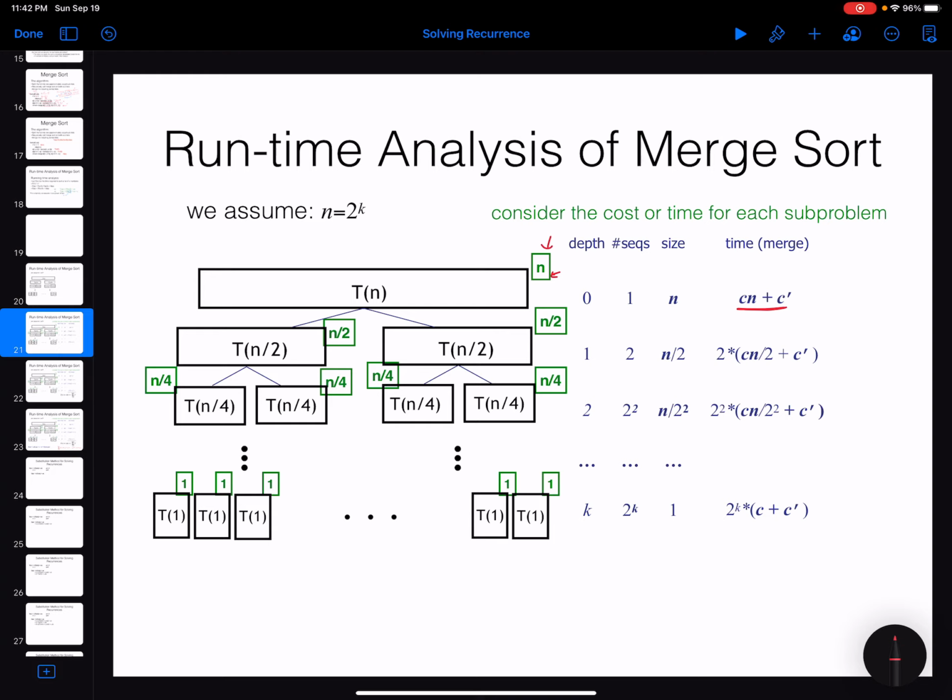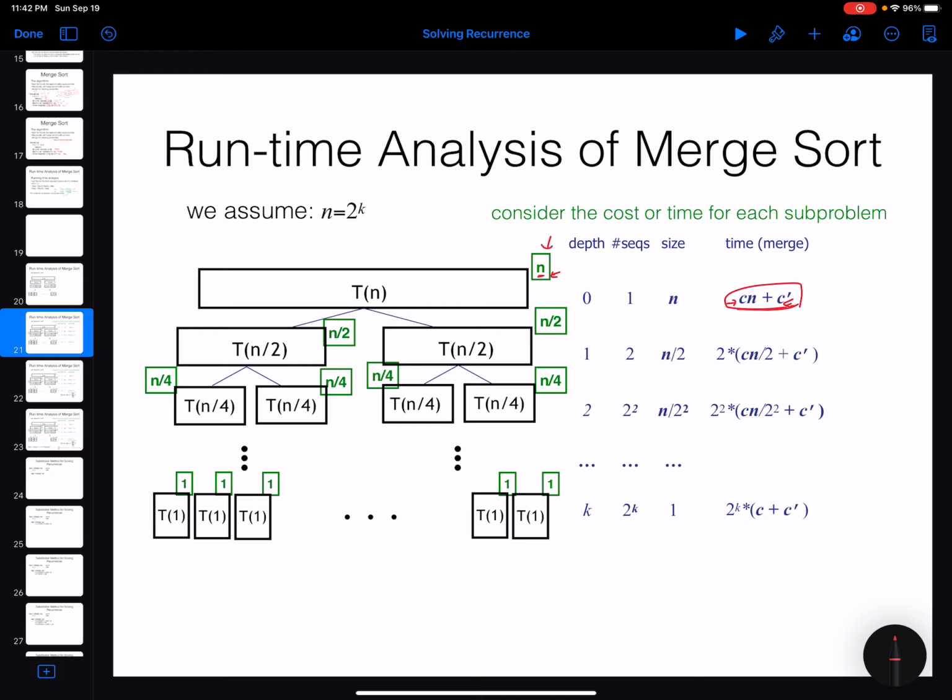I wrote the full formulas just for this example, to make sure you see that by leaving out some of the details, like these costs at the end, there is no difference. Even if I just write it as n or Cn plus C prime, the result is going to be the same. But for now, let's stick to the plan and stick to the full formula that we have here.